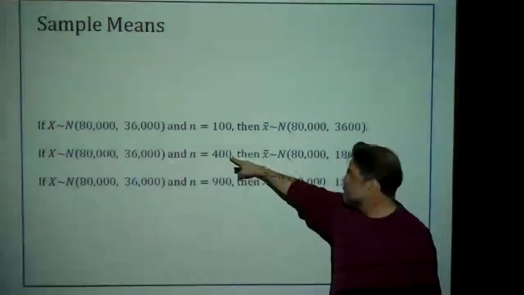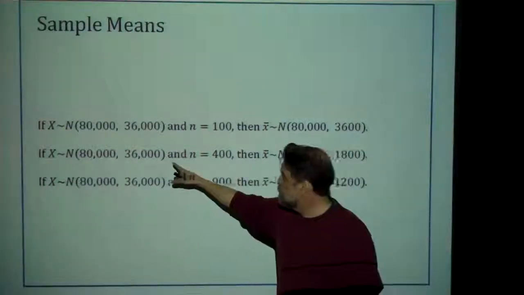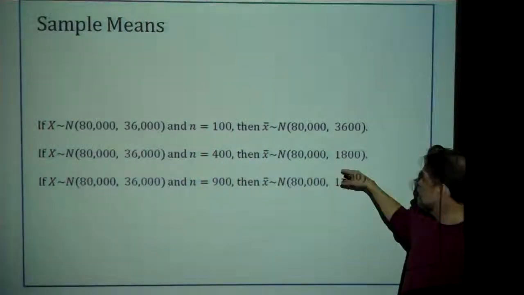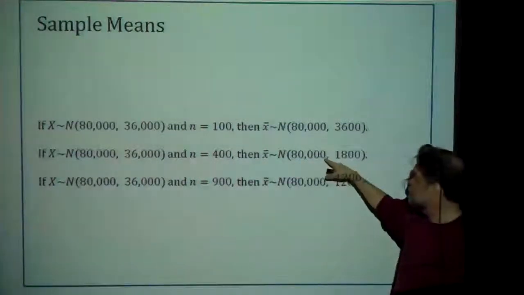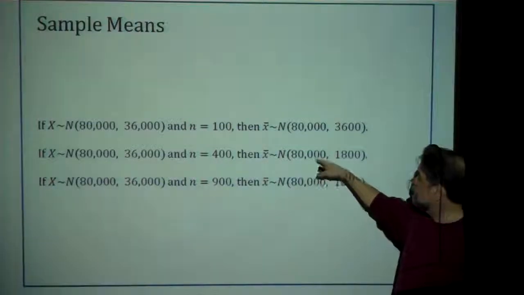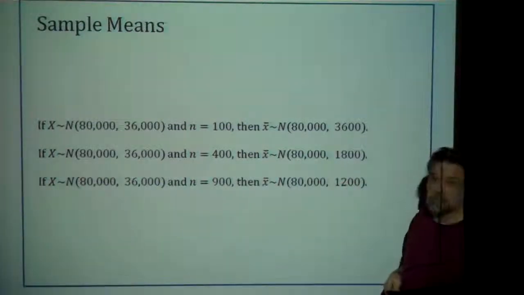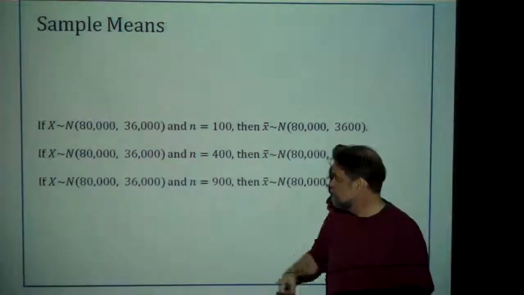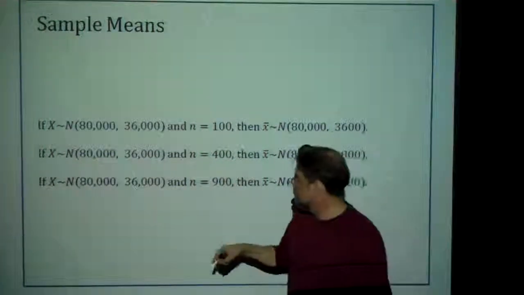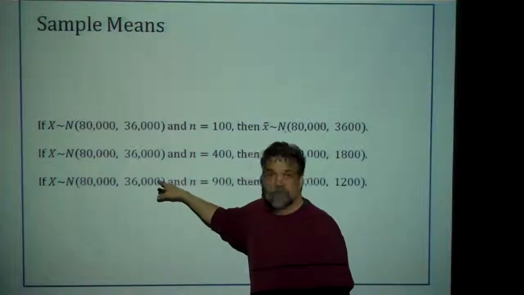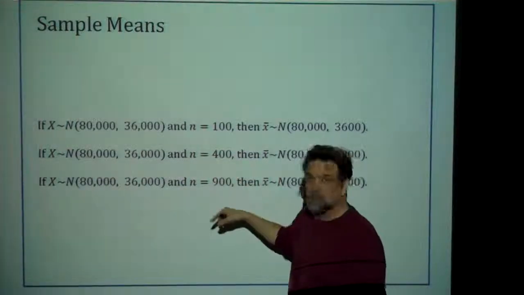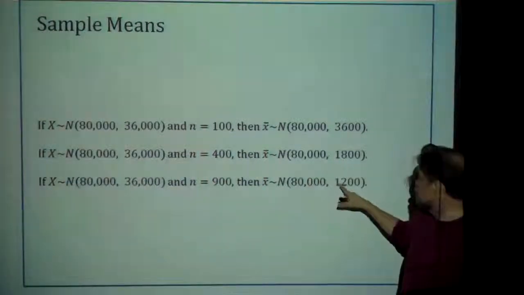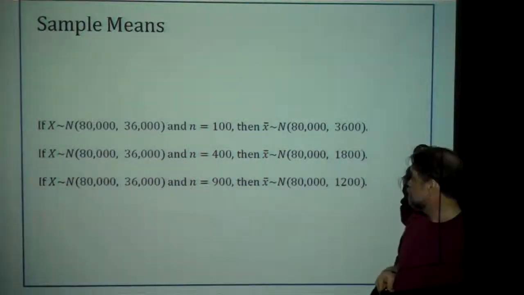If my sample size is 400, then I take my standard deviation, I divide it by the square root of 400, which is 20, and I'm going to get a normally distributed random variable with a mean of 80,000 and a standard deviation of 1,800. Okay? And if I go out and measure 900 cars, then that means I would take that standard deviation and divide it by the square root of 900, which is 30, and I'll get the same mean, but now a standard deviation of only 1,200.